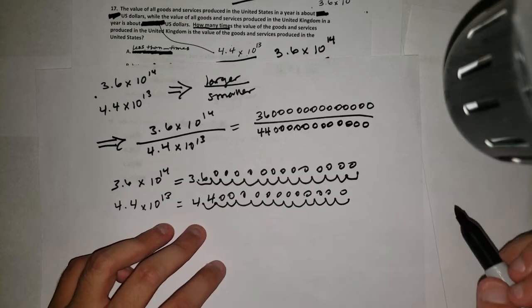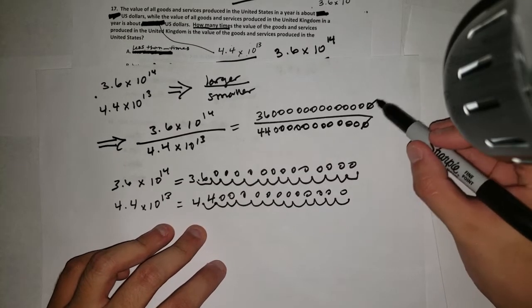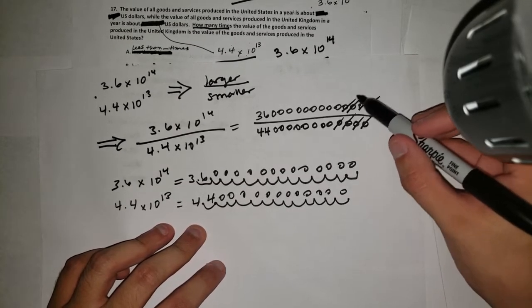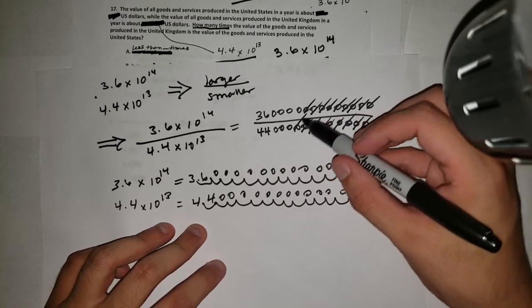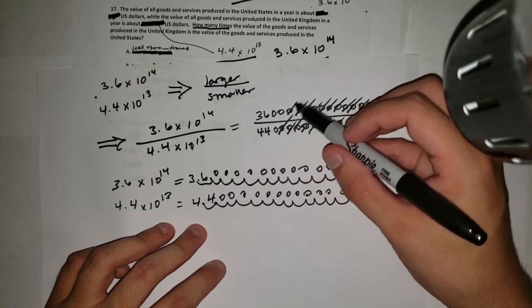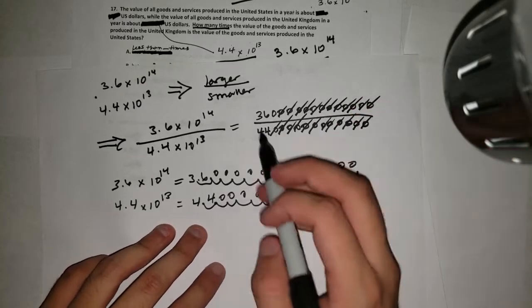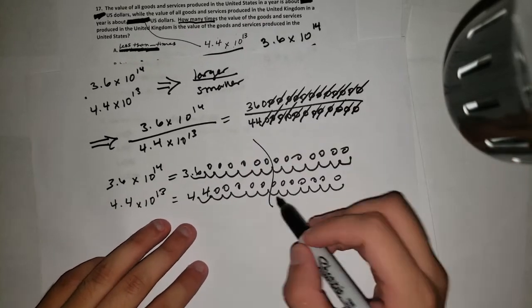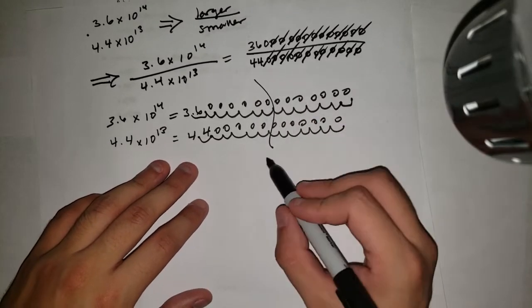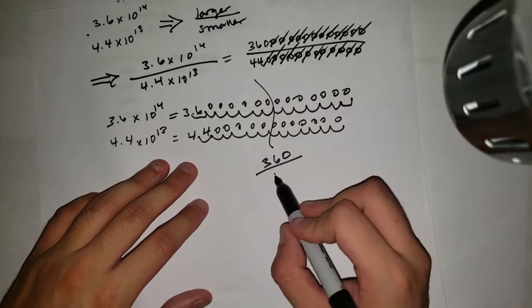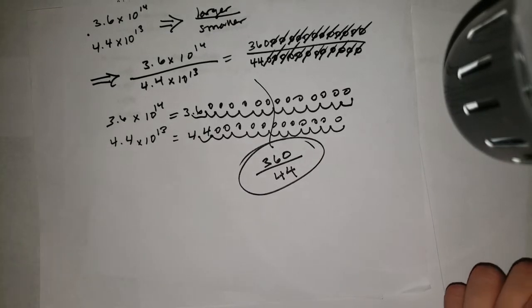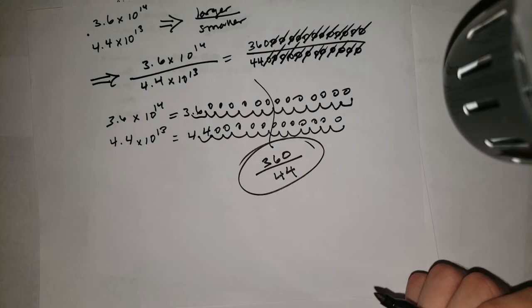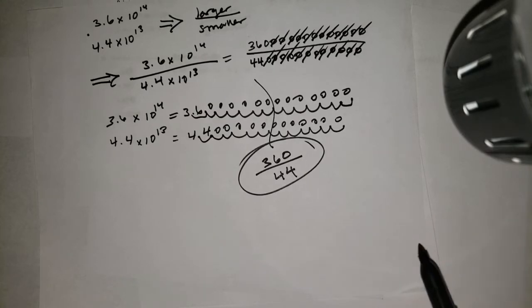Now, I showed you a little trick in class where you can cross out the zeros, one for each one on the top and on the bottom. If you look at what you're left with, we're left with 360 divided by 44. How many times does 44 go into 360? On the test, you're going to be able to do it in your head.